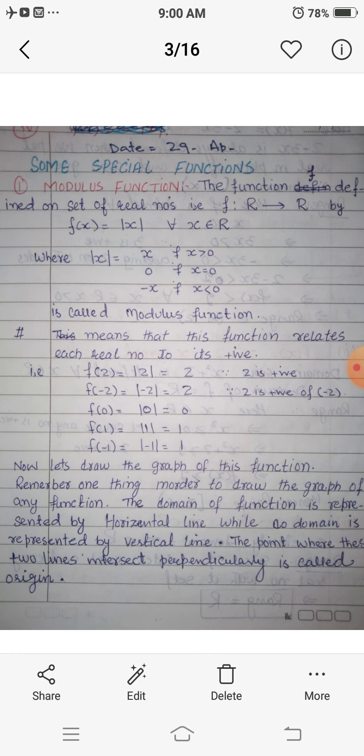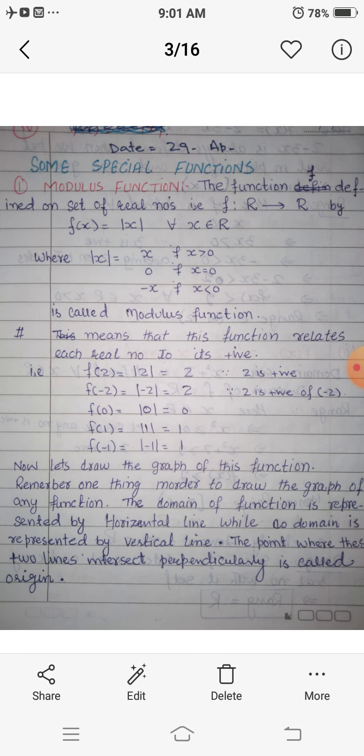Assalamu alaikum dear students. Today we are going to discuss some special or standard functions. We will draw the graph of these functions and check the domain and the range of these functions. Now the first one is the modulus function.